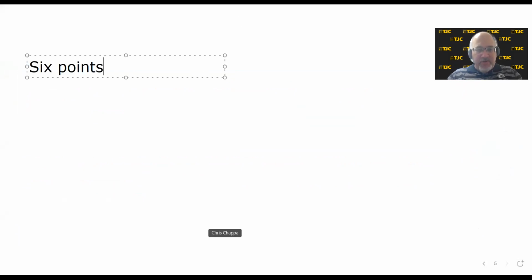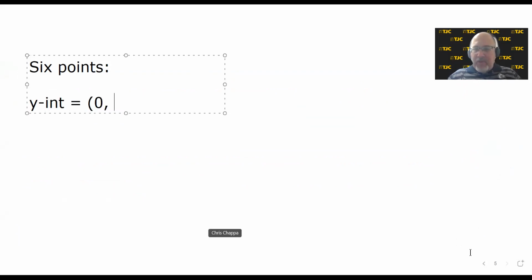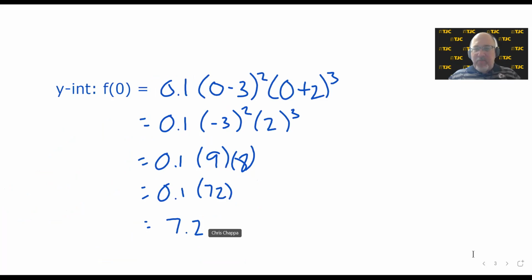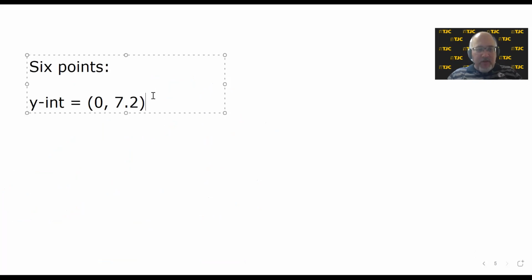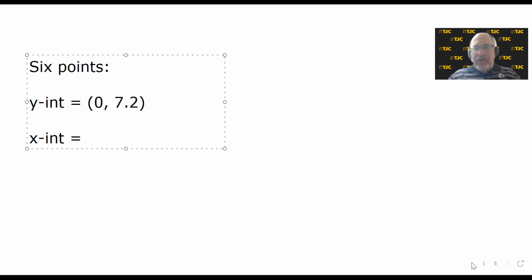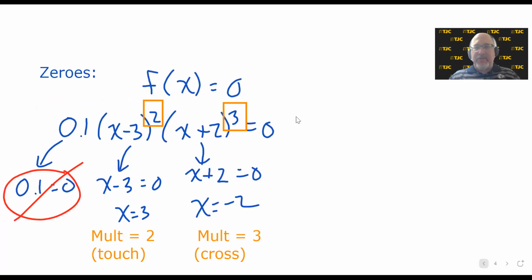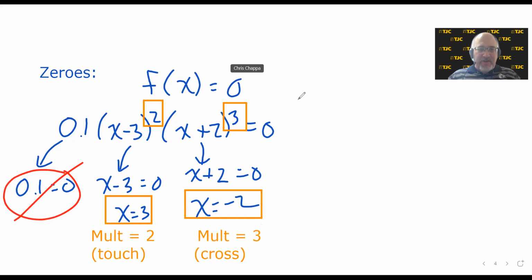Well, let's list our 6 points. Let's put this back in black. 6 points. Well, our y-intercept is (0, 7.2). We have 2 x-intercepts because we had 2 zeros of the function. The zeros of the function were 3 and -2, which we can see right here. Let me do one more thing because I am going to save this as a PDF. Point the arrow up to the multiplicities.